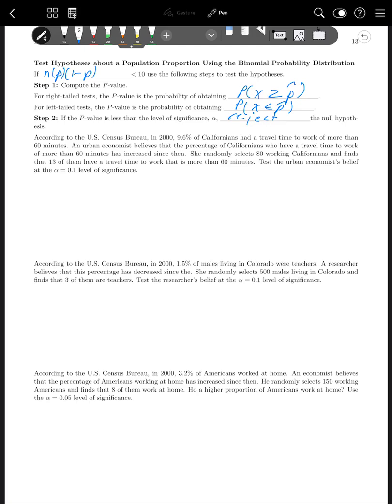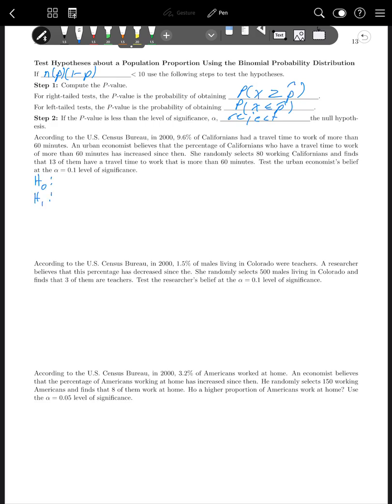So according to the U.S. Census Bureau, in 2000, 9.6% of Californians had a travel time to work of more than 60 minutes. An urban economist believes that the percentage of Californians who have a travel time to work of more than 60 minutes has increased since then. She randomly selects 80 working Californians and finds that 13 of them have a travel time to work that is more than 60 minutes. Test the urban economist's belief at the alpha equals 0.1 level of significance.